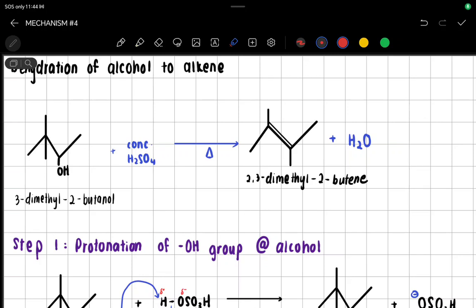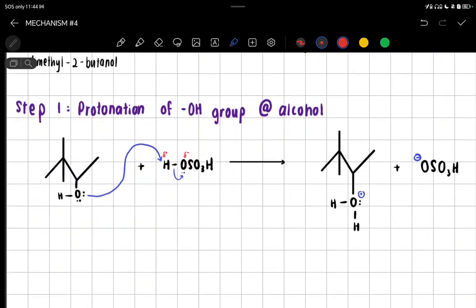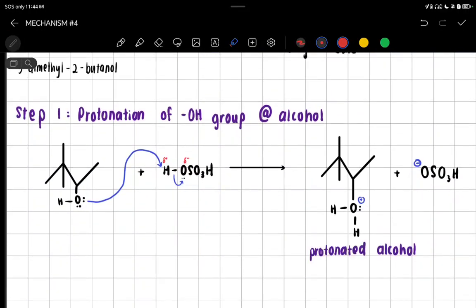So in this video I will explain the dehydration of alcohol to alkene, in which I will convert 2,3-dimethyl-2-butanol to 2,3-dimethyl-2-butene. So the first step is the protonation of the OH group of the alcohol. This step involves the hydroxyl group's protonation in 2,3-dimethyl-2-butanol.